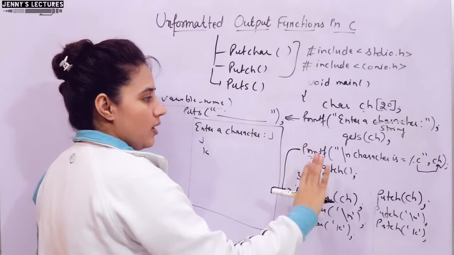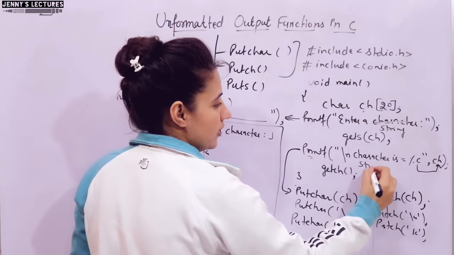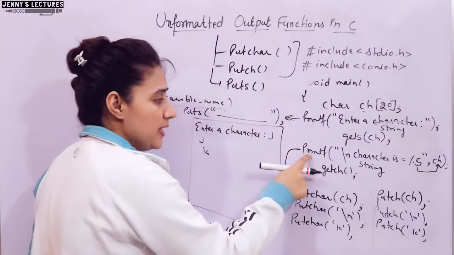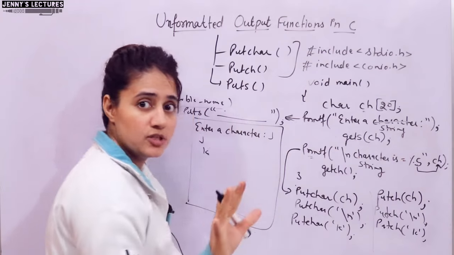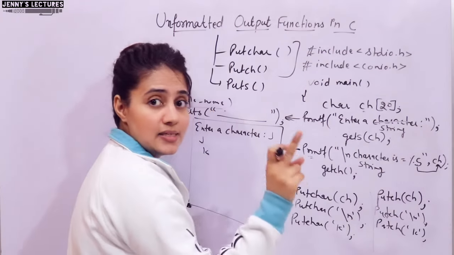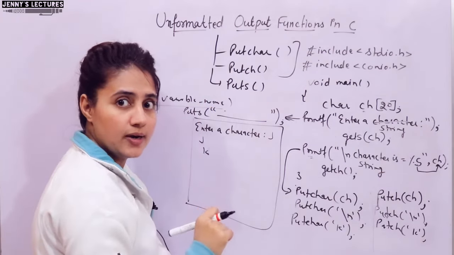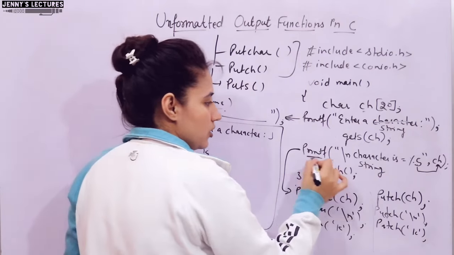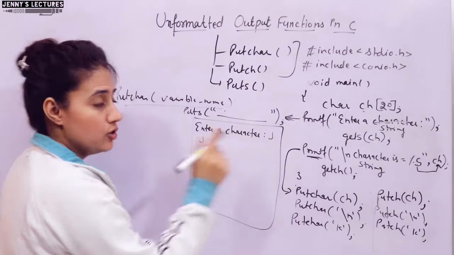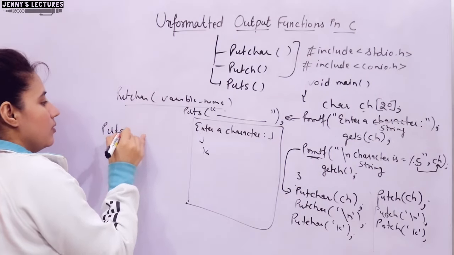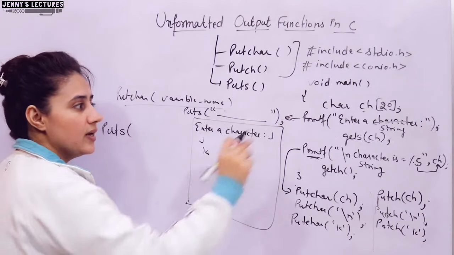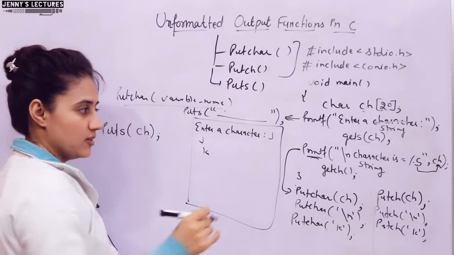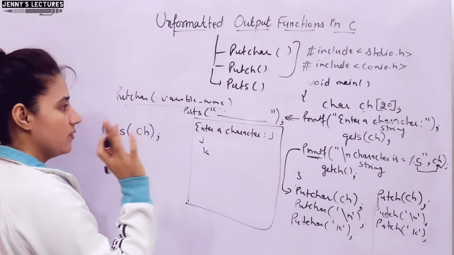Now suppose I write "string is" and print percentage s for string in printf. If you are using printf, you have to use a format specifier, since it is formatted output: percentage s and then ch. So whatever you enter, that string would be printed. But if you are not using printf, you can write puts and simply the name of the character array, that is ch, that's it. In place of printf, you can write this.